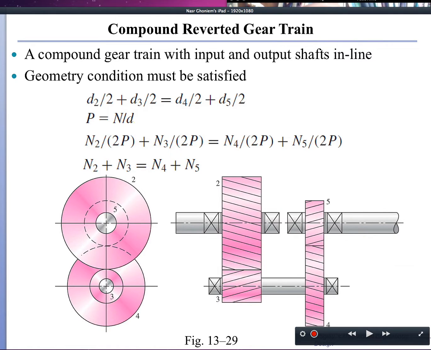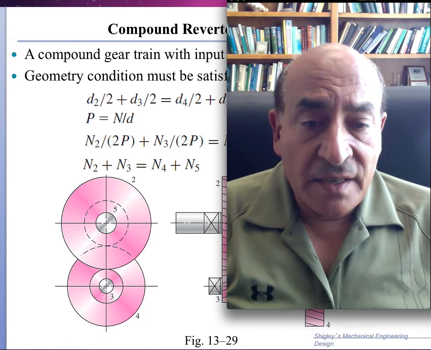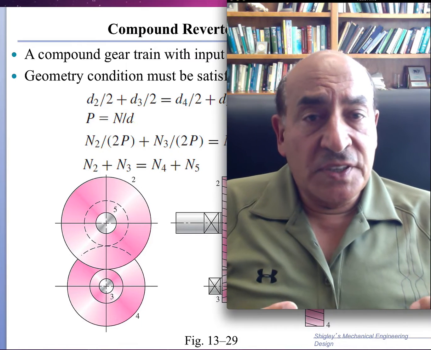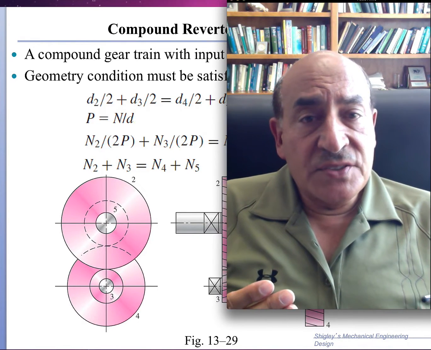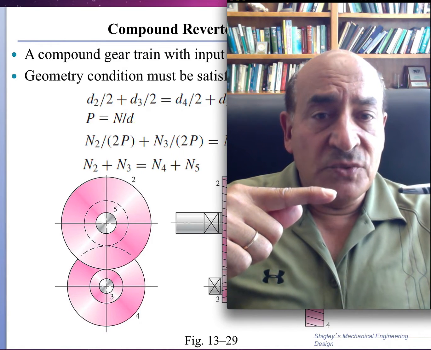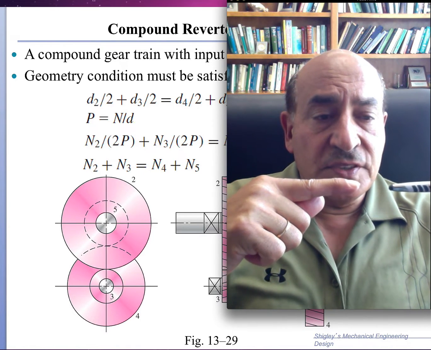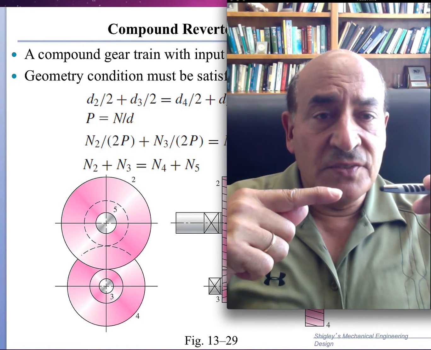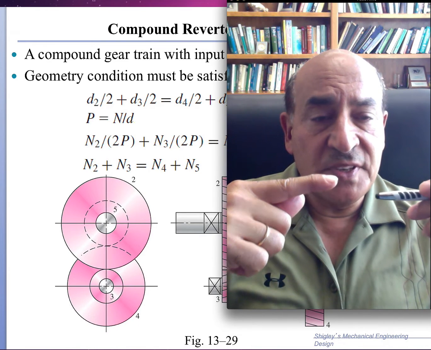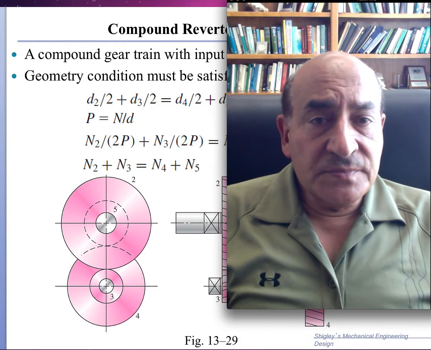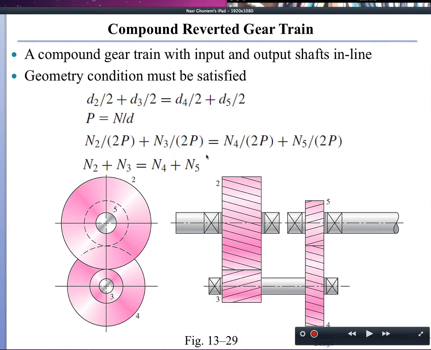Now there's another design that can be very important in power transmission, and that's called the compound reverted shaft design. We have an input shaft, and I want it to be exactly in line with the output shaft. That's a reverted design. If I have a rotation at very high speed here, then this can go very slow. How do I go from very high speed to very slow speed? Then I need an intermediate shaft, and my design would look like this.